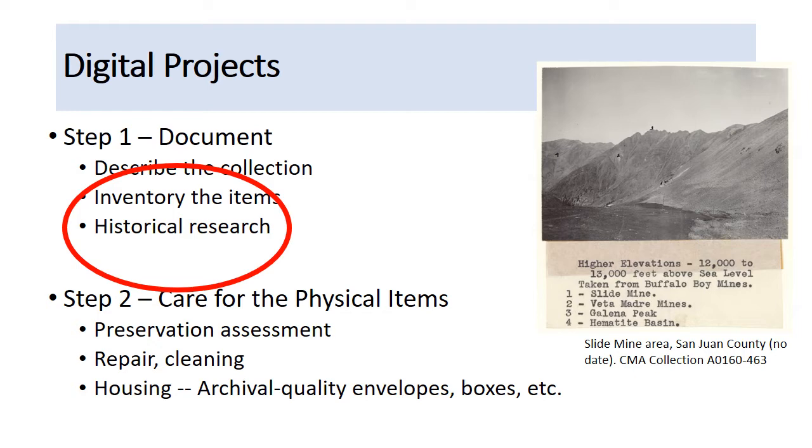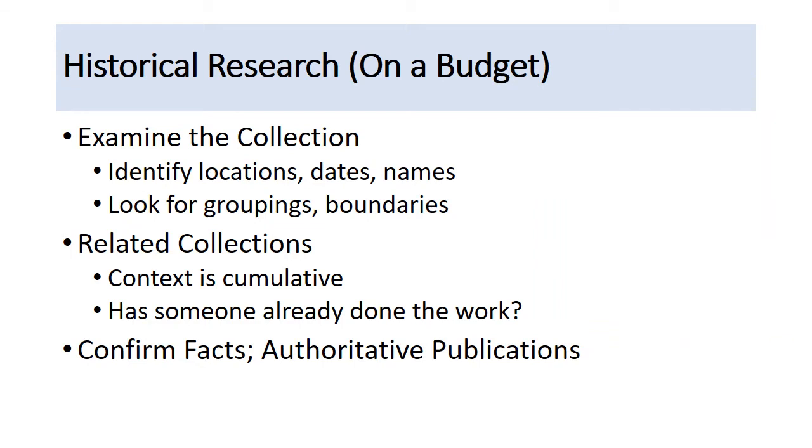So when we talked about our digital projects in part 1, I mentioned historical research. So historical research on a budget is what we do, and we don't have a lot of staff resources. We don't get really deeply into historical research on mine sites or mine districts. We just don't have the resources, but what we can do are some things that every archive could probably do. We examine the collection that comes in. We identify locations in the collection.